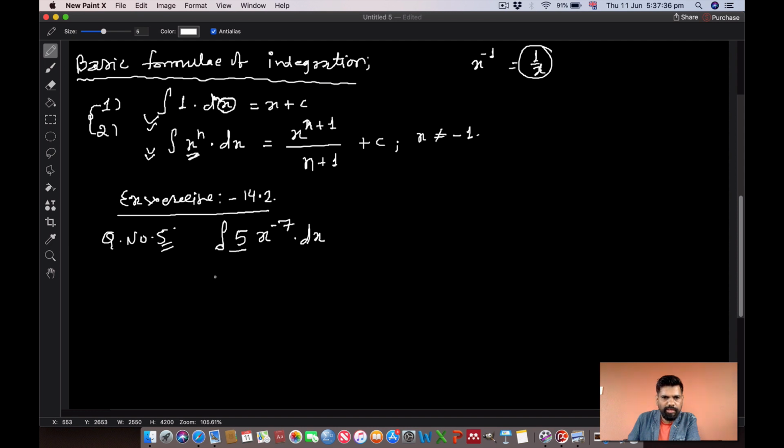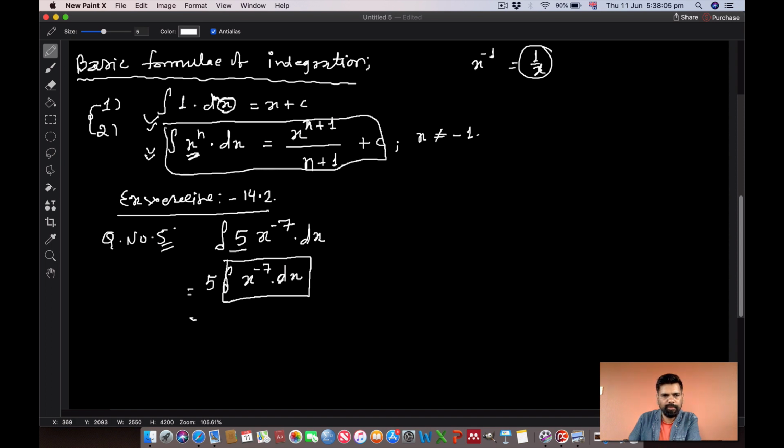This is a constant, so we can take it out of the integration symbol: 5 times the integral of x power minus 7 dx. Here the power is in minus form. This part is similar to formula number 2. When we remove the integration symbol, we write x power n plus 1, where n is minus 7, so minus 7 plus 1, over minus 7 plus 1.